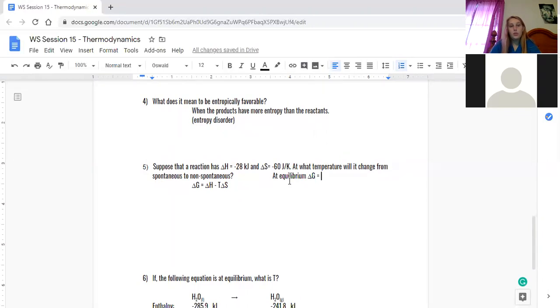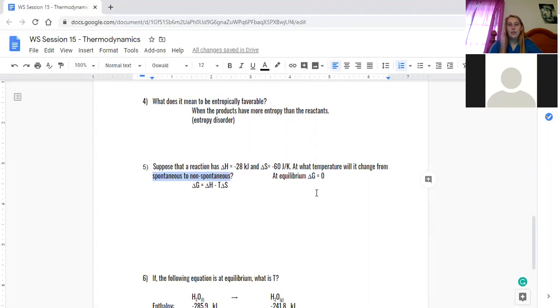Q equals K at equilibrium, not delta G. Close, close. Delta G actually equals 0 at equilibrium. So if you remember, if it's negative, it's spontaneous. If it's positive, it's not spontaneous. So we're trying to find that in between here.